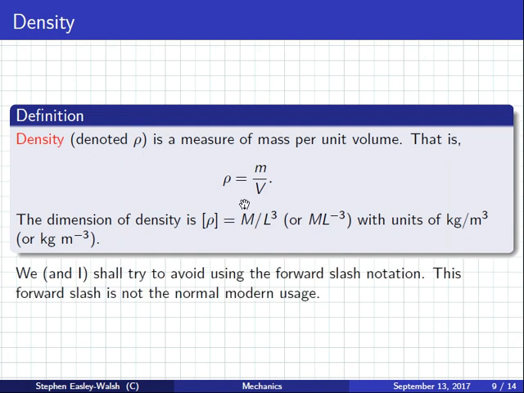And I will not use the forward slash anymore. It's not normal usage. Instead, we'll use this minus power. So ml minus 3 means m per l cubed. Okay. So we don't write this. Instead, we will write this.